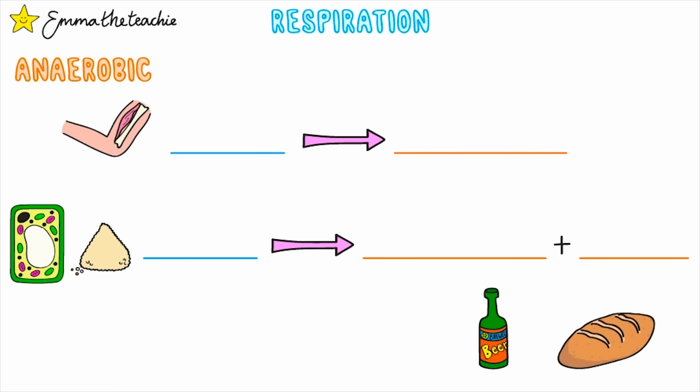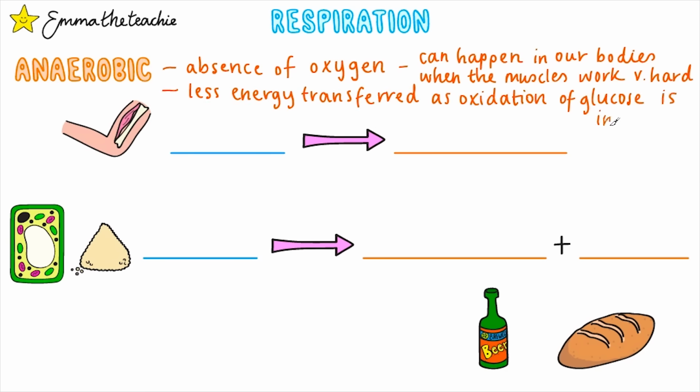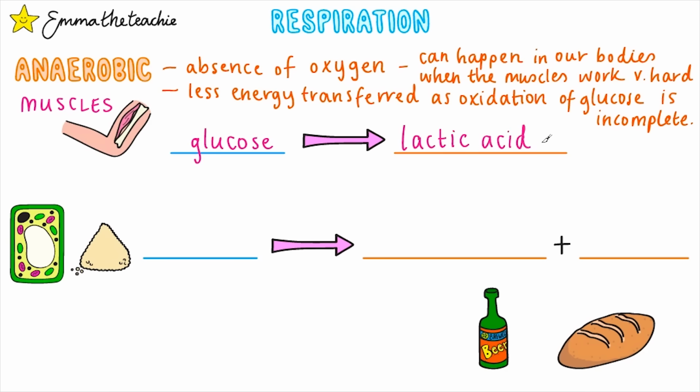Now we'll look at anaerobic respiration. This occurs in the absence of oxygen, and it can happen in our bodies when the muscles are working very hard, for example, when we're sprinting. Less energy is transferred than in aerobic respiration because the oxidation of glucose is incomplete. This means that the glucose isn't fully broken down, so less energy is released. Here's the word equation for anaerobic respiration in the muscles of animals. Glucose is broken down to give us lactic acid, and a small amount of energy is released.